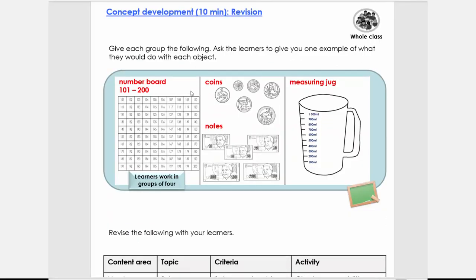Let's then look at today's lesson. So we're going to look at the number board 101 to 200. We're going to look at coins and notes. Again, you can make use of SA Teacher e-store resources, or you can just draw and make your own money.